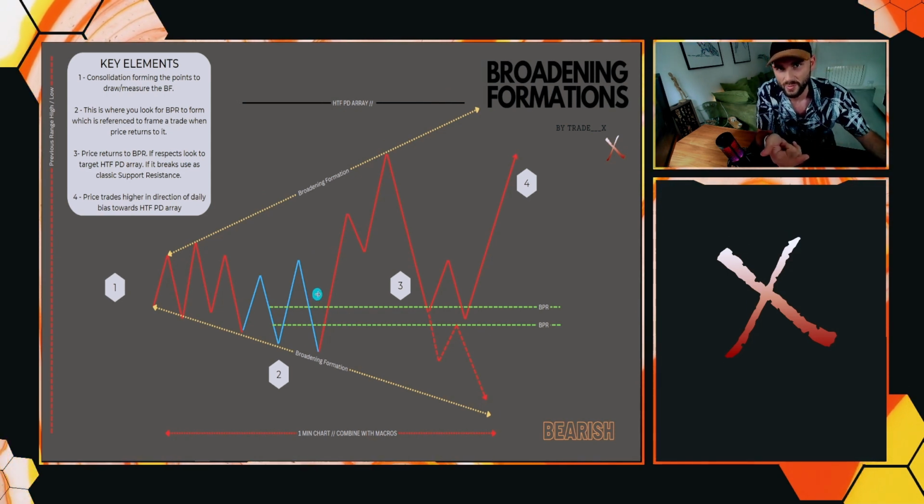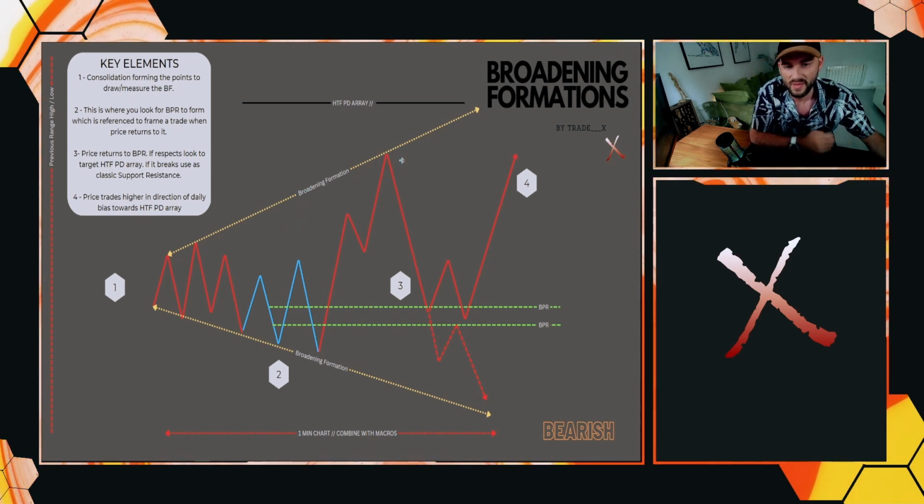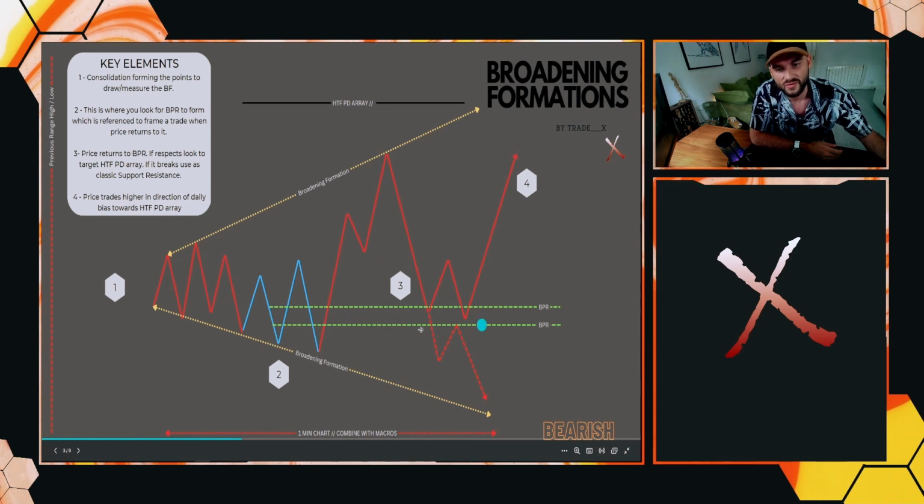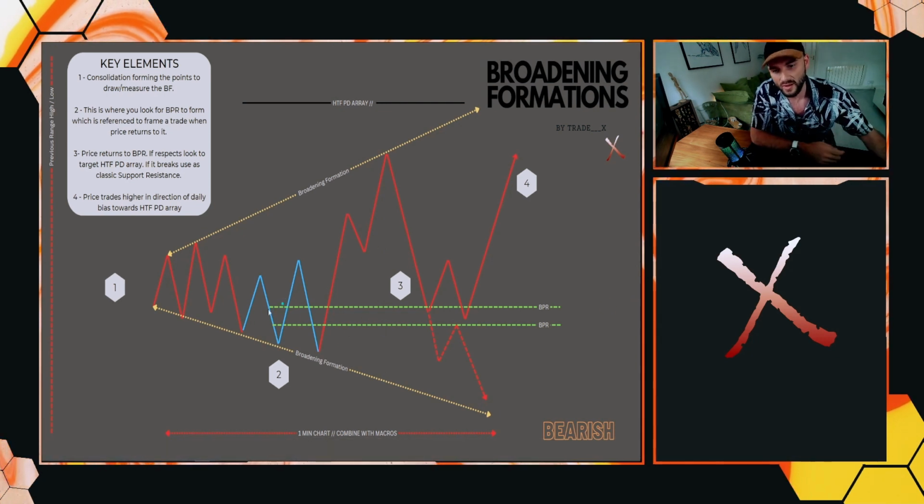And this is all going to make sense when we look in the live examples, but it can also happen at the high as well. So we can have 3 higher highs, and we're looking for balanced price range to form within that. But what I am doing at this stage is measuring out the BPR inside of those 3 lower lows, inside and out of that consolidated period after I've drawn the broadening formation, right?